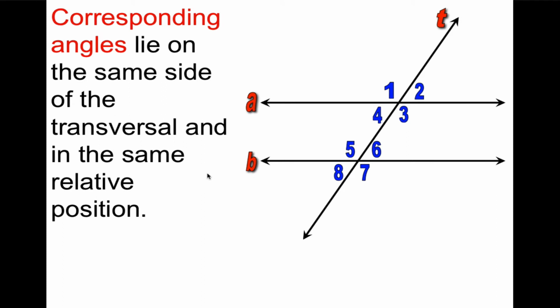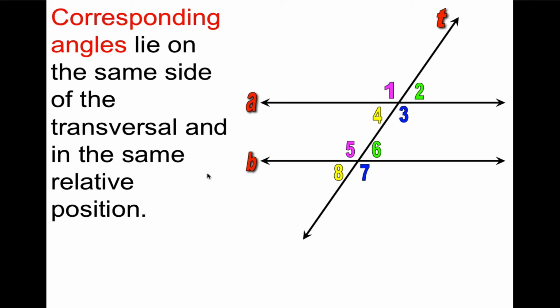The first relationship that we're going to talk about is corresponding angles. Corresponding angles lie on the same side of the transversal and in the same relative position. So here's a map of corresponding angles. Angle 1 is in the same relative position as 5, right? They're both in the top left corner of their group. And then angle 2 corresponds to angle 6, angle 3 and angle 7, angle 4 and angle 8.